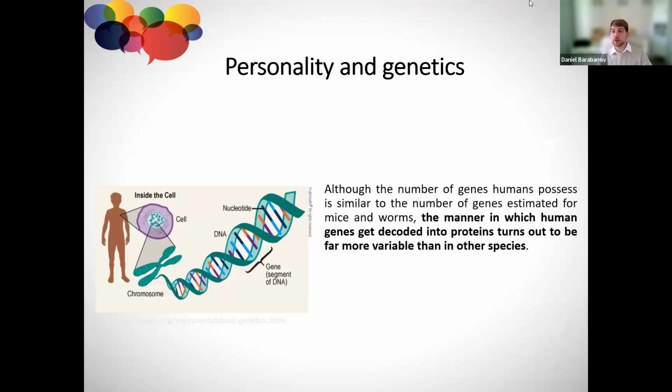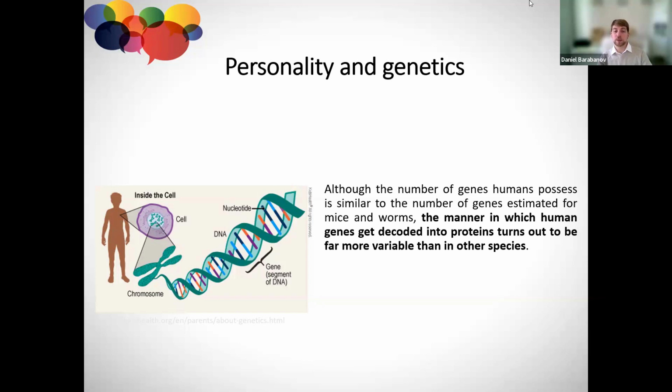Throughout this project, scientists got a lot of insight about how human genetics works. One of the findings was actually very interesting. The idea that not only the number of genes is important, but also the manner in which genes are decoded into proteins. The funny fact is that people have approximately the same amount of genes as mice or worms, but we are very different from mice and worms, right?